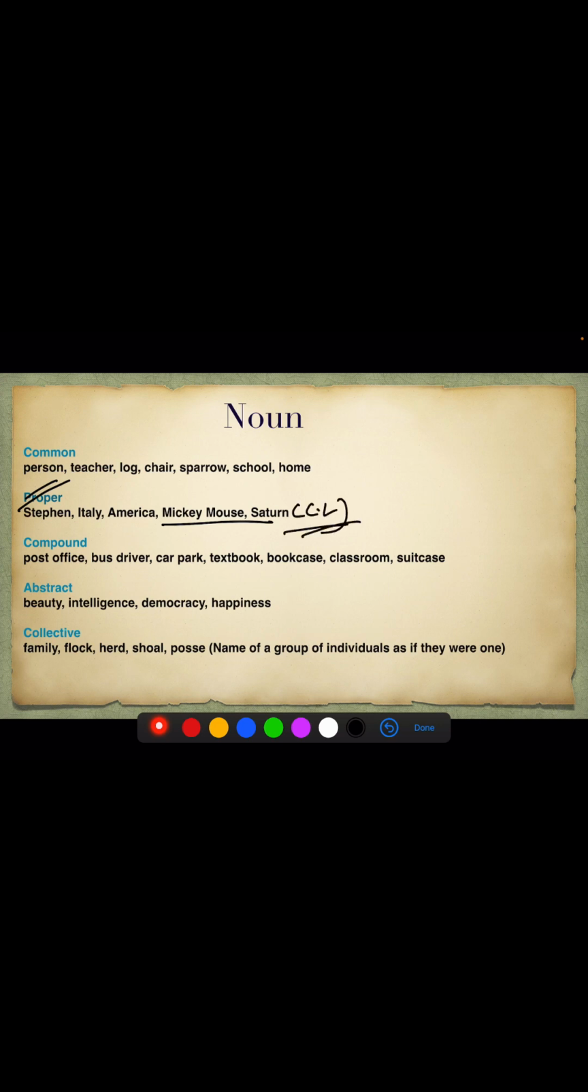What is a compound noun? Two nouns join to make a new noun. Post office, bus driver, and so forth. An abstract noun is something we experience as an idea and cannot touch. Beauty, intelligence, and so on. A collective noun is a name for a group of individuals as if they were one: family, flock, herd, and so forth.